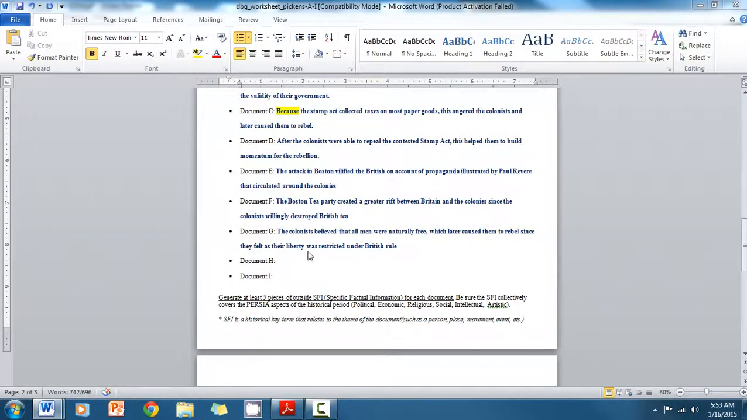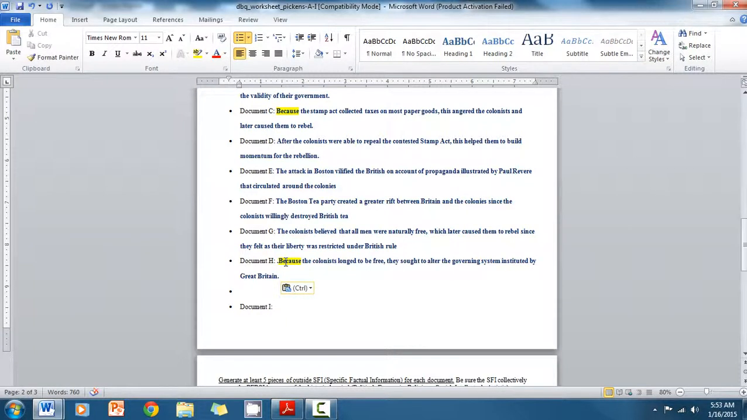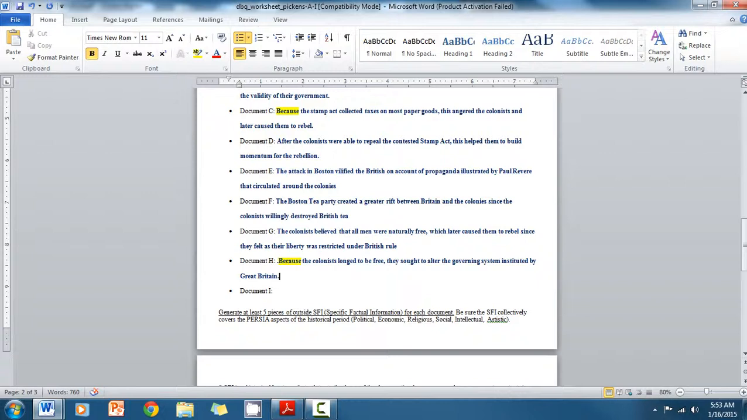And then finally, the last document, document H: because the colonists longed to be free, they sought to alter the governing system instituted by Great Britain. So that can be a rationale as to why the Declaration of Independence was written, and how does that support our thesis?